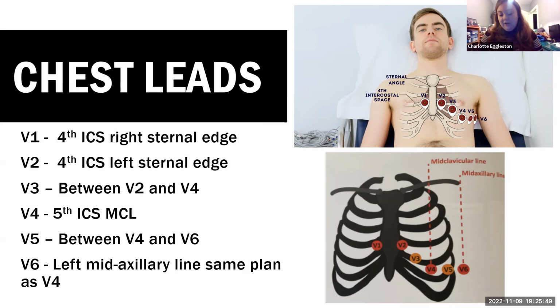On the right sternal edge, V1 is the fourth intercostal space, and then you mirror that across on the left for V2. Then V4 is the fifth intercostal space, mid-clavicular line, and for V3 you just stick a sticker between 2 and 4. The next landmark is V6, which is your left mid-axillary line, and you follow V4 round, and then again you put V5 between. So it should look a bit like these diagrams.